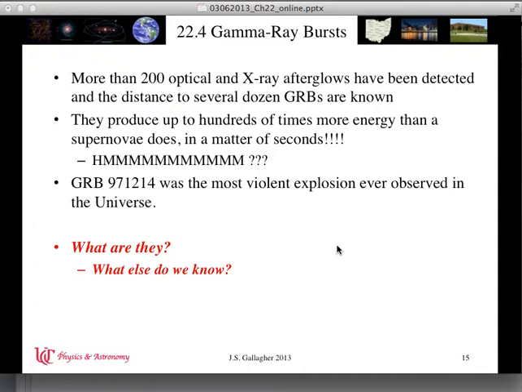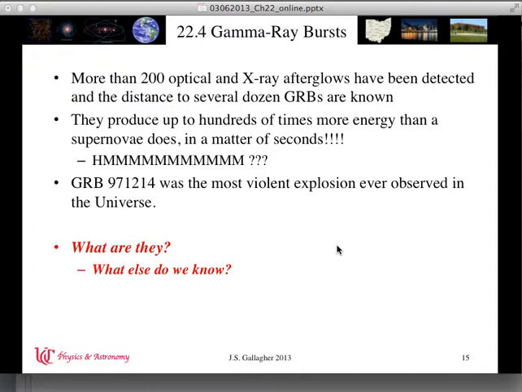This means that the amount of energy that they must be giving off is tremendous. They are basically producing, at times, hundreds of times the energy of a supernova explosion, but they're doing it in a matter of seconds, whereas a supernova does it over the course of a couple hundred days. So this is a tremendously huge source of energy, and it certainly raised red flags in astronomers' minds, because it seems there's something inconsistent here.